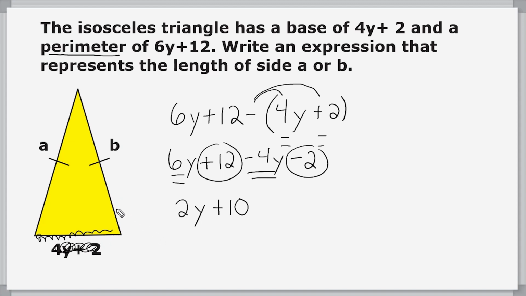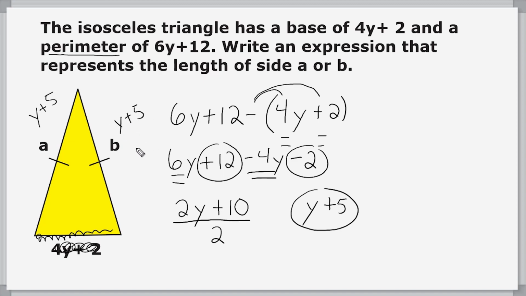Now, because we have an isosceles triangle, these two sides are equal in length. So we're going to divide this expression by 2. So we have to take each one of these terms and divide it by 2. So let's take 2y and divide by 2, which is 1y, and 10 divided by 2 is positive 5. So we would say that the length of A is y plus 5, as is the length of B. That is also y plus 5.